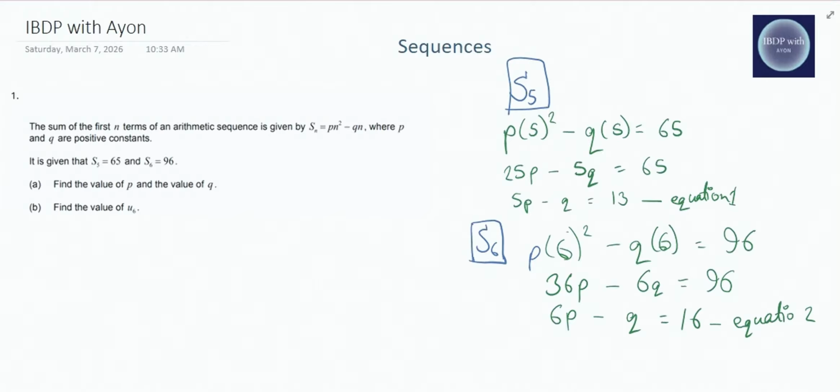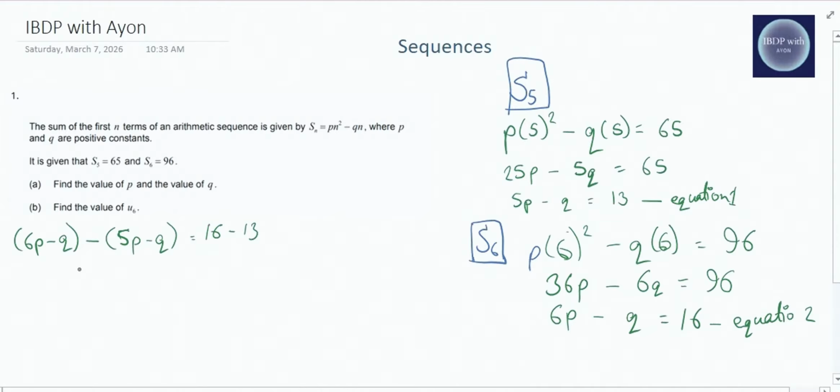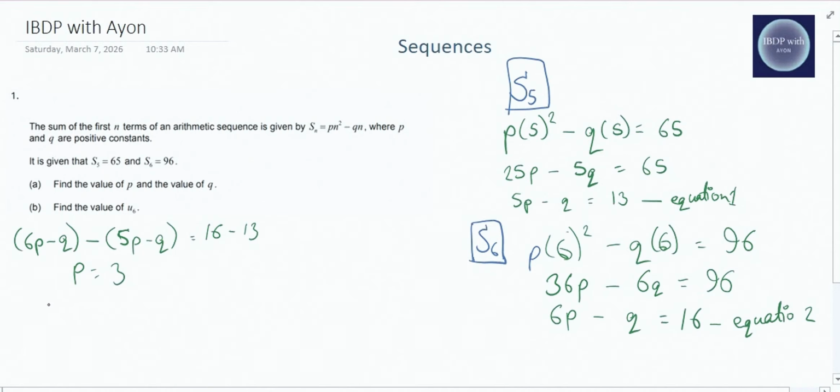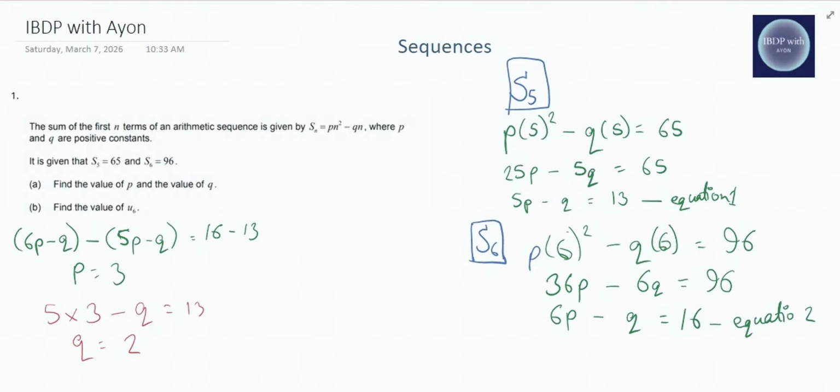Now we will subtract equation 1 from equation 2 and we will be left with p equals 3. Now plugging this 3 into equation 1, it can be written as 5 into 3 minus q equals 13. So q equals 2. This was our part A, and now we will do part B.